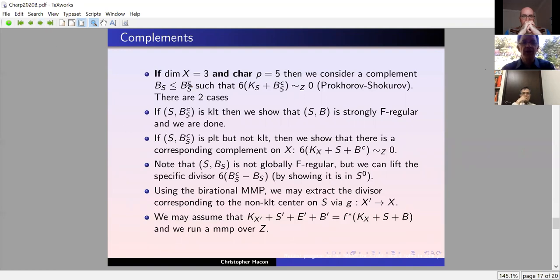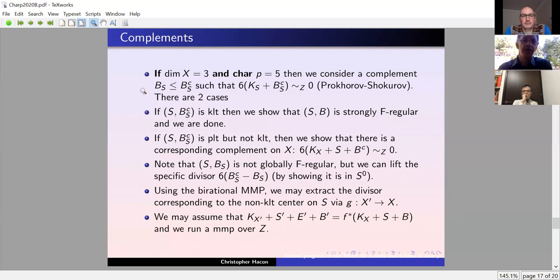But before I talk about that, let me say a few words about the characteristic 5 case. So in the characteristic 5 case, what we do is we just really try and analyze carefully what's happening. Now we're considering the case of standard coefficients, and in this case, we have a relatively log Fano surface, S, and it's well known by work of Prokhorov and Shokurov that you can find complements.